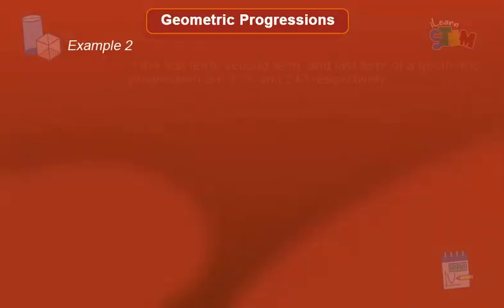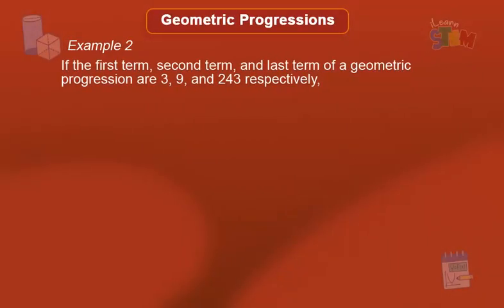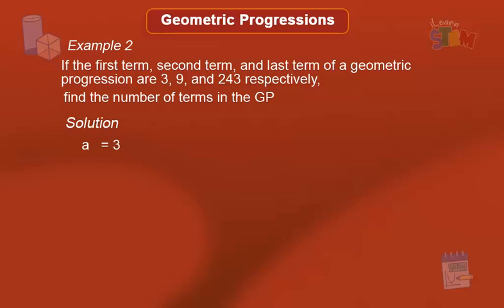Example 2. If the first term, second term, and last term of a geometric progression are 3, 9, and 243 respectively, find the number of terms in the GP. Solution. From the question. The first term, a, equals 3. The second term, u sub 2, equals 9. The last term, u sub n equals 243. We need to determine the number of terms, n. To do this, we'll first find the common ratio, r.